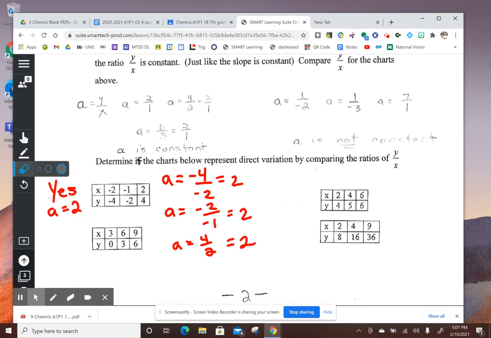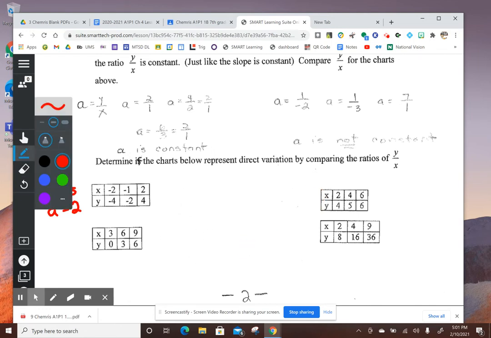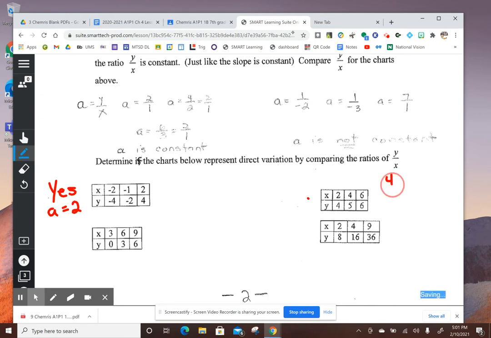Okay, so now I'm going to do this one. So I'm going to put y over x. That's 4 over 2. Here, y over x is 5 over 4. And here, y over x is 6 over 6. Well, this is 2. This is 1 1/4. This is 1. So this is not direct variation because when I put y over x, I get different numbers.